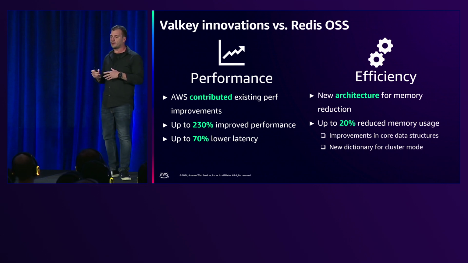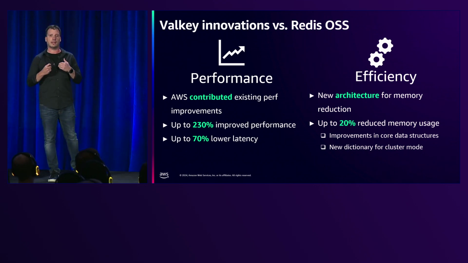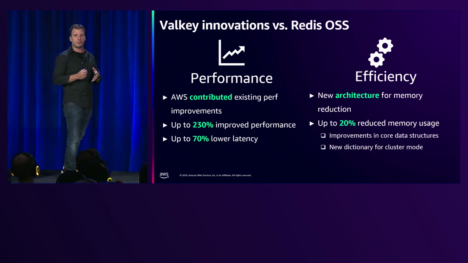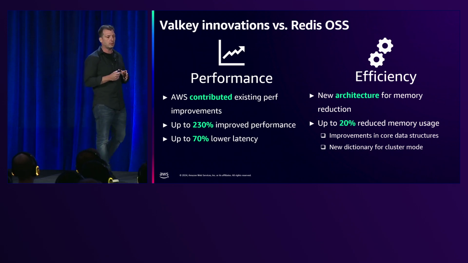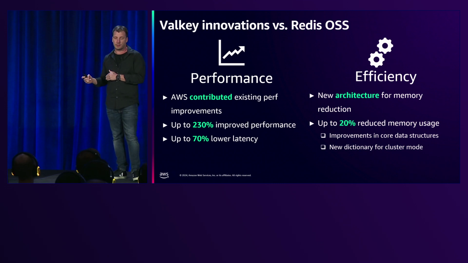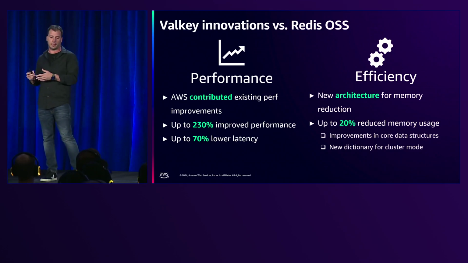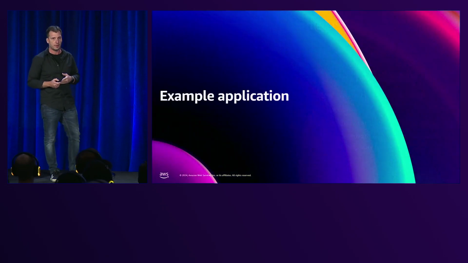Valkey leads the way in terms of performance, reliability, and efficiency. We at the AWS team contribute to the open source community. Two major contributions. The first one is the performance aspect. We contributed the new threading model that unlocks 1 million requests per second. Now it's available also on the open source version. We also contributed the efficiency architecture that helps to reduce up to 20% of the memory usage.